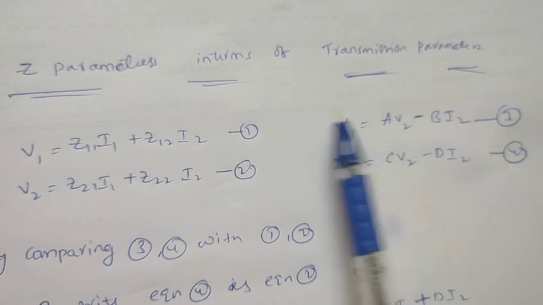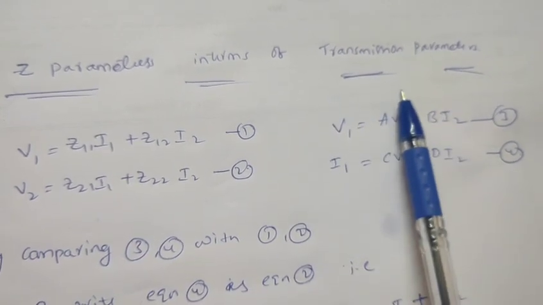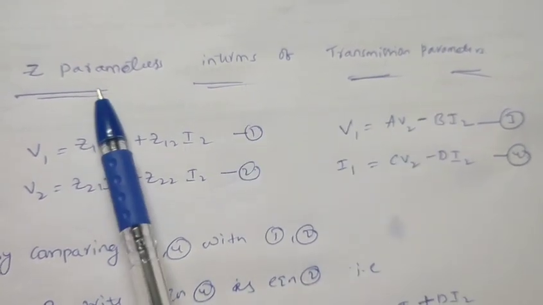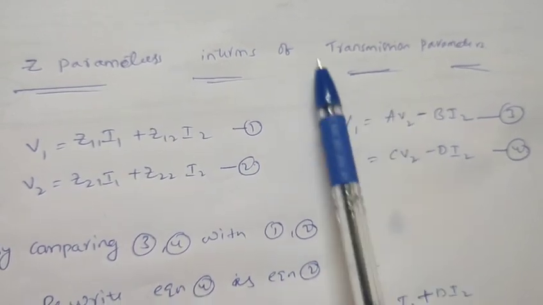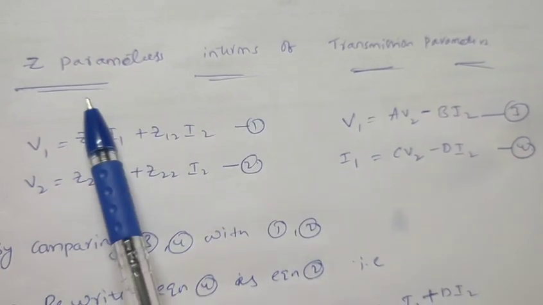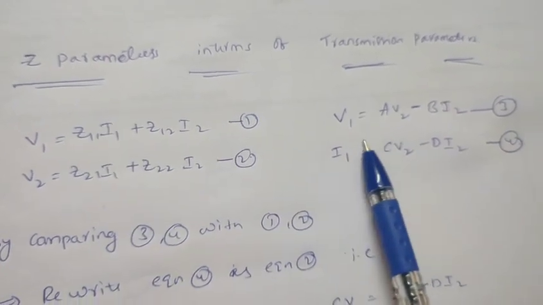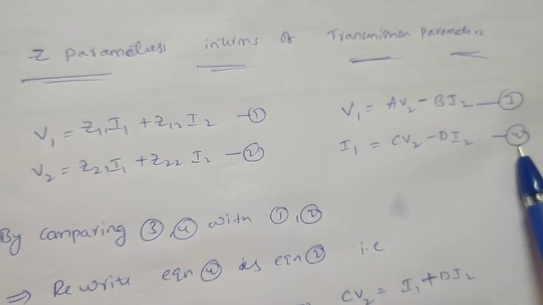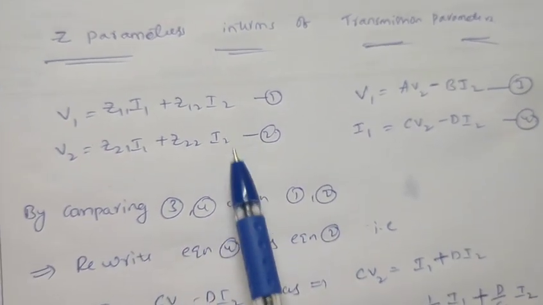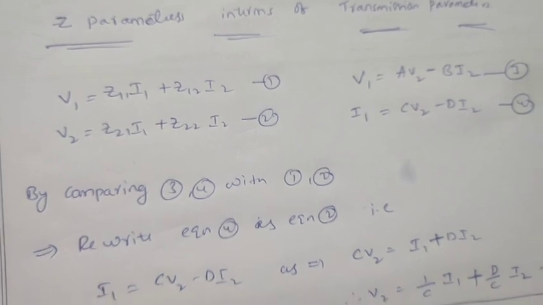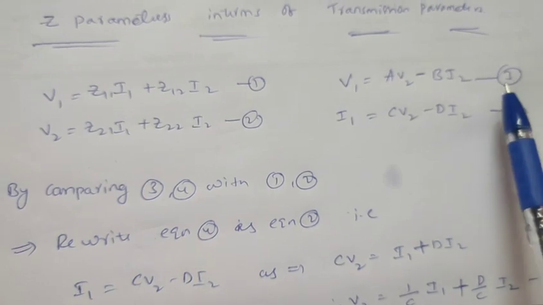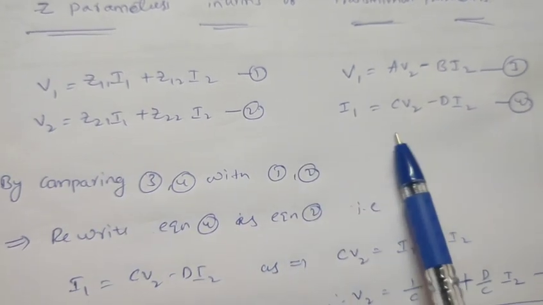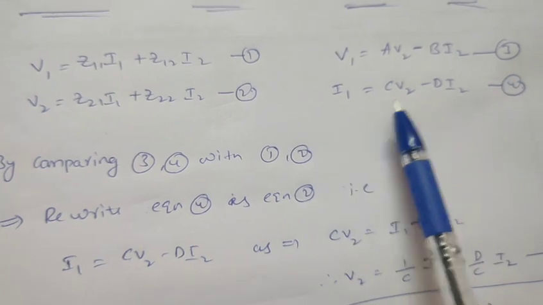In this conversion, always convert the transmission parameter equations into the Z parameters. Let us assume this is the LHS and this is the RHS; we convert the RHS values to get the required values on the LHS. So I am considering the transmission parameter equations, equation numbers 3 and 4, and comparing them with equations 1 and 2 and rewriting the equations. Here this is V1, this is V1 and this is V2, but equation 4 has I1. So I am rewriting both equations.